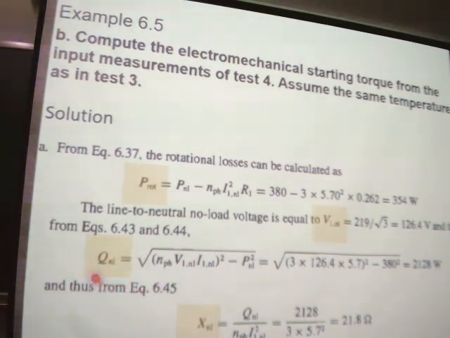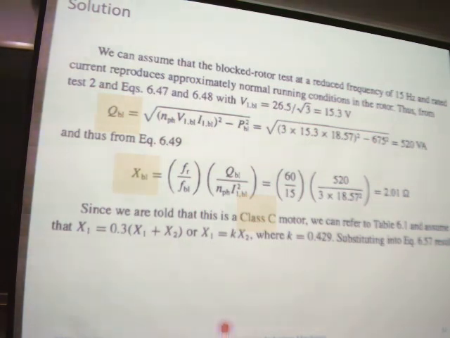And the reactive power can be calculated using the apparent power and the active power. The difference between their squares gives the reactive power. This is the Pythagorean triangle. After the reactive power, we can get the impedance and the reactance here. So, the no load impedance.